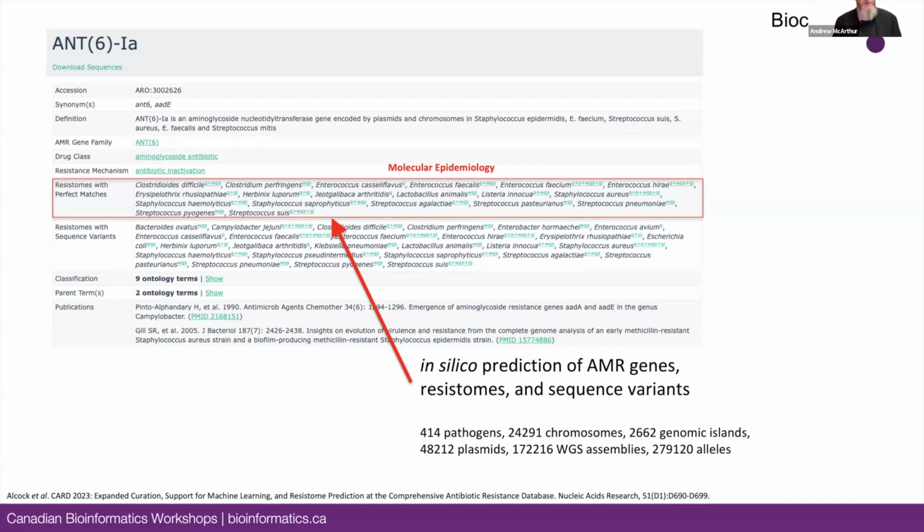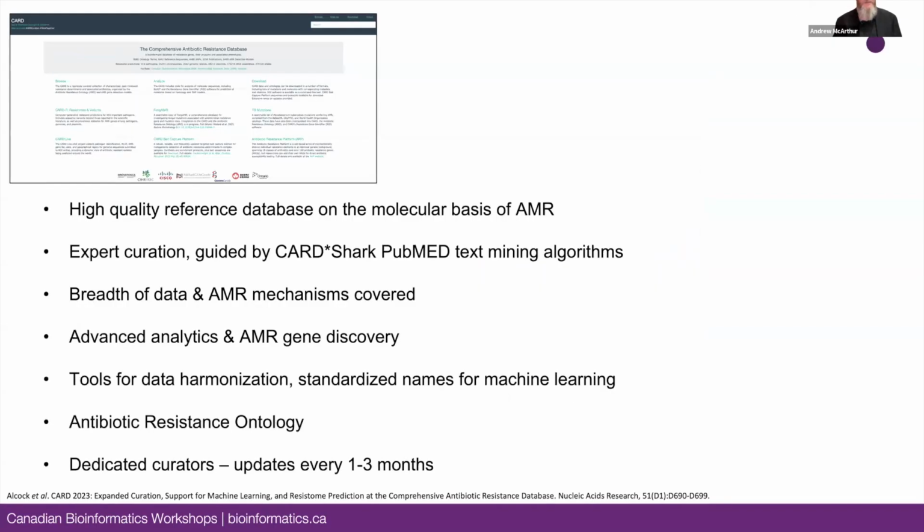For those who use it, we are literally running our biannual update right now to update this data set. So what does CARD offer? A high quality reference database on the molecular basis of AMR. Its expert curation, which we trust, is our business model. Other than the molecular epidemiology, which is done by algorithm, everything is hand curated.